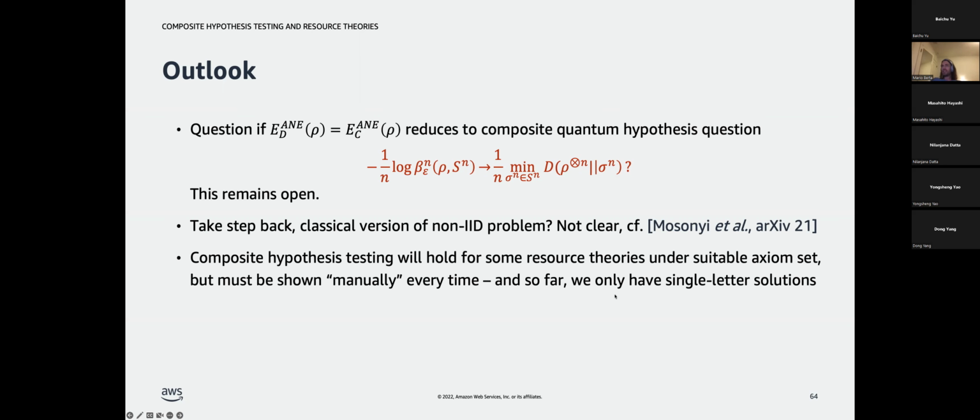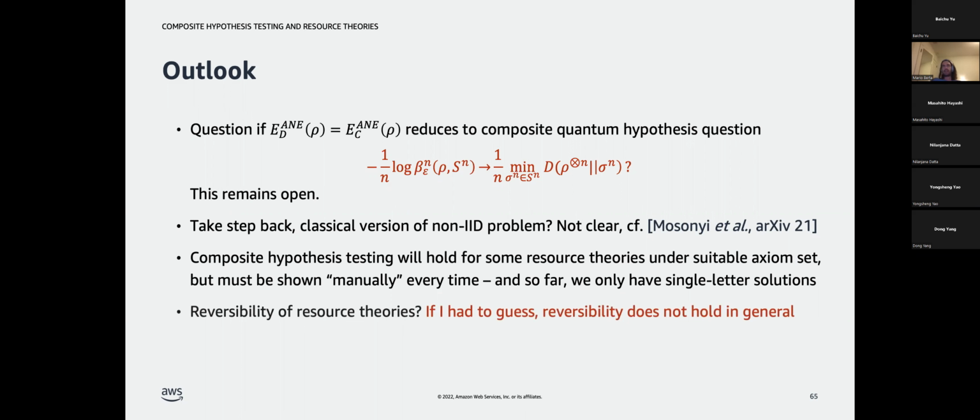And also, let me say that in every case that we do know that this conjecture holds, the right-hand side becomes single letter. So I'm not aware of any setting where the right-hand side necessarily stays multi-letter, but we can resolve this conjecture. And so my guess actually is that this reversibility does not hold in general.